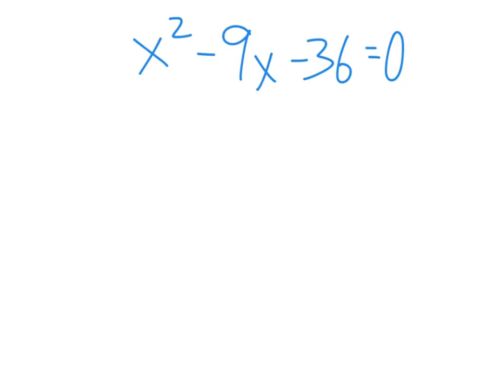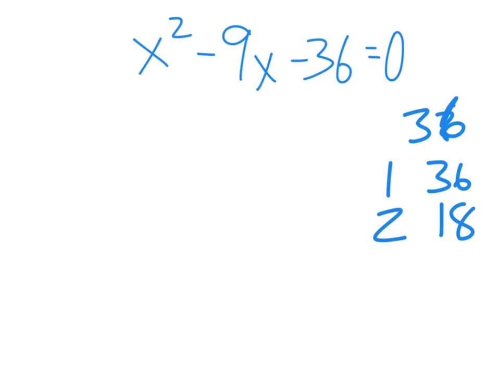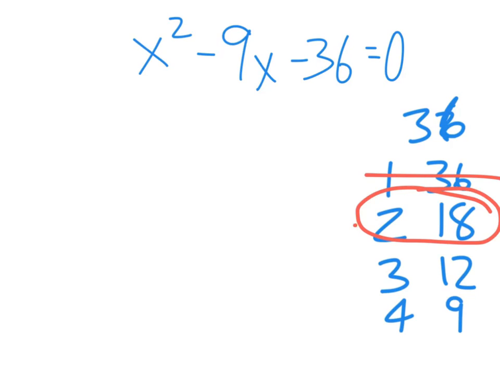So when we're thinking about 36, I know that 1 and 36 work. I know that 2 and 18 multiply together to give us 36. 3 and 12 and 4 and 9. Great. And so without even thinking about the signs, do any of these pairs of numbers, when added or subtracted, give us negative 9? Well, clearly not 1 and 36. What about 2 and 18? No, because this could give us either 16 or 20, right? So that doesn't work at all.